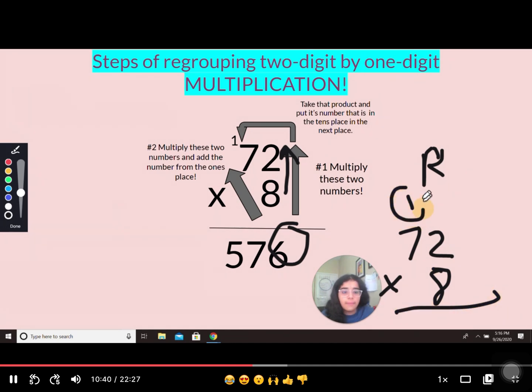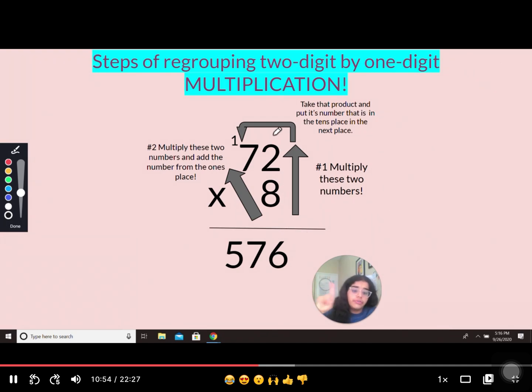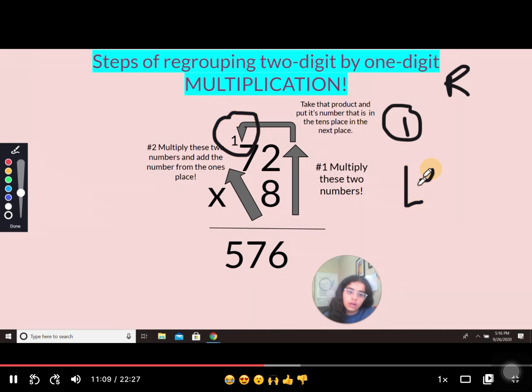This one goes up because it's the left number, and the right number goes up here, and it is 16 because if our answer was 16. So right number and left number. Alright, so that was the first step. That's where regrouping comes in. The first step of regrouping is to put that left number up, I'm just going to write it down.